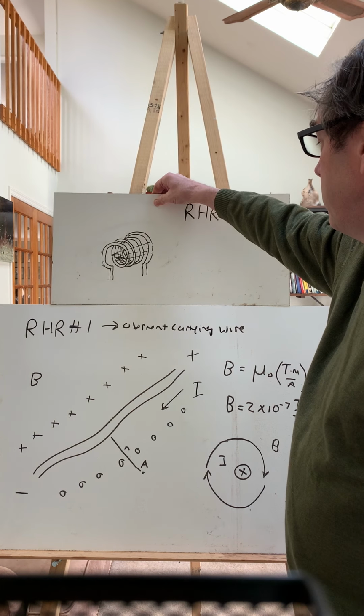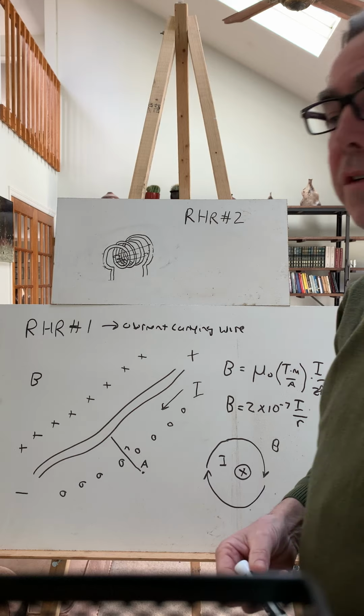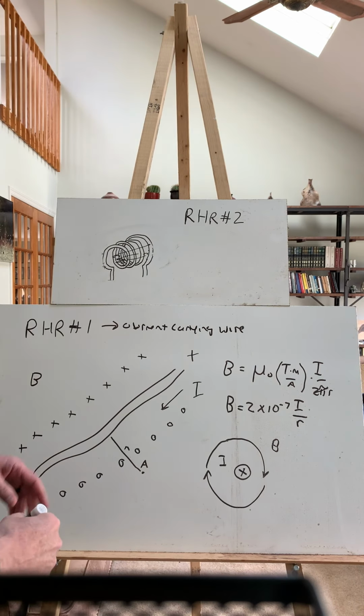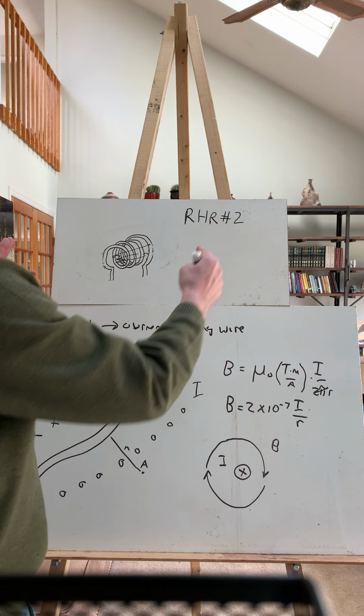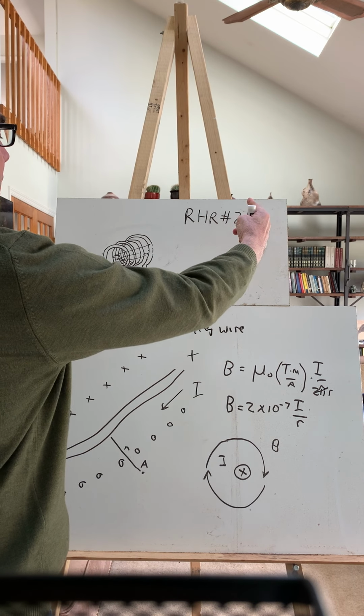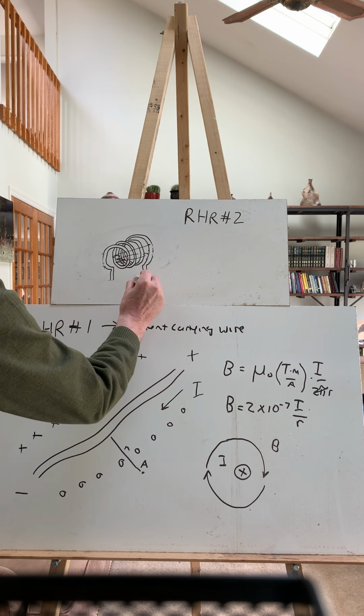Now, right-hand rule number 2 is concerned with loops of wire or a solenoid. And remember, loops of wire, just any number of loops of wire. A solenoid is an ideal term for something whose length is much larger than the diameter. But in either case, we're going to indicate the direction of current.